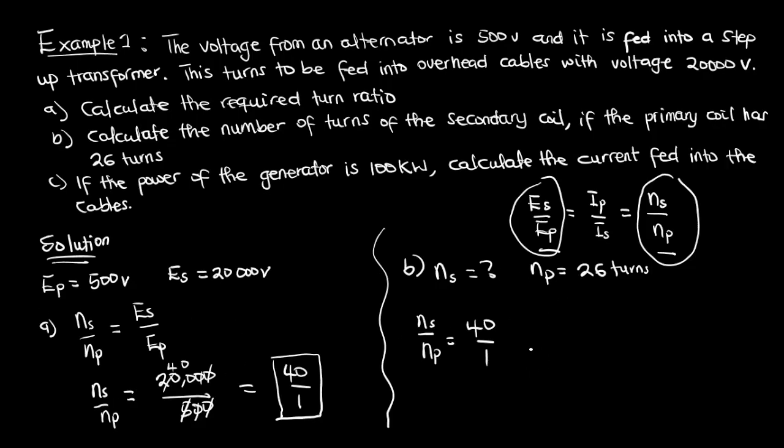So if that is the case, then this implies that our NS, which we still don't know, we maintain, but our NP has been given to us as 26. So this will be equal to 40 divided by 1. From here we cross multiply. This will multiply this, this will multiply this. So I have NS multiplied by 1 is equal to 26 multiplied by 40. Are we okay?